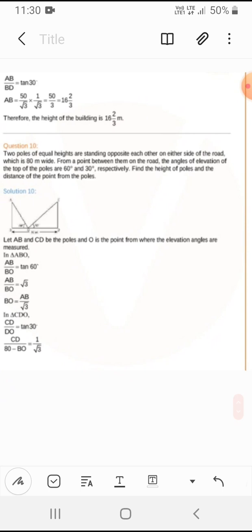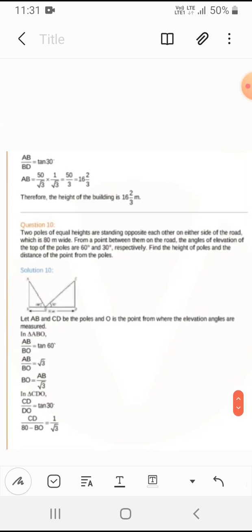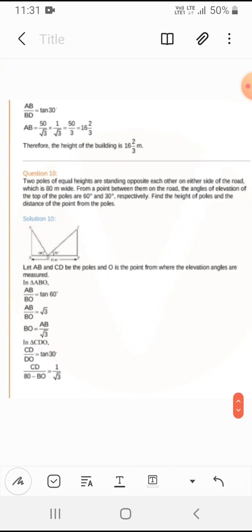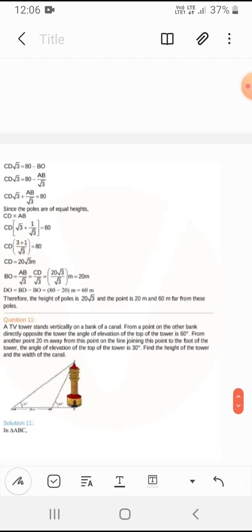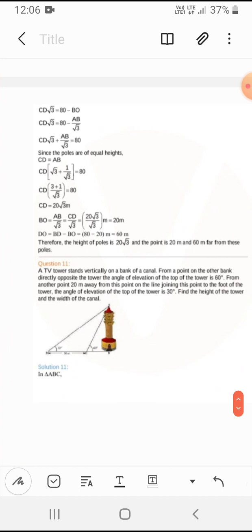Next, they have given again two circles, but again a triangle in which 60 degrees and 30 degrees are the angles of elevation, and 80 meters is the height of it. So tan 60 is AB by BO, which is root 3, and tan 30 is 1 by root 3, because tan 30 is 1 by root 3 as you know, and tan 60 is root 3. So when we take like that, we get CD root 3 is equal to 80. AB root 3 as we have taken there, and CD root 3 plus AB by root 3 is equal to 80. So CD root 3 plus 1 by root 3 is equal to 80.